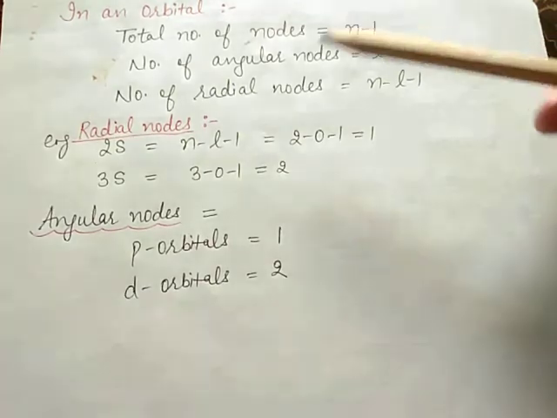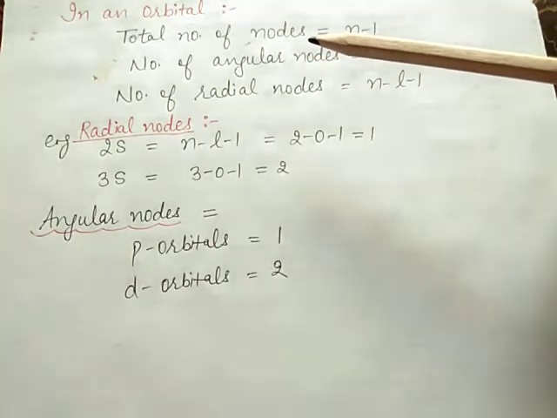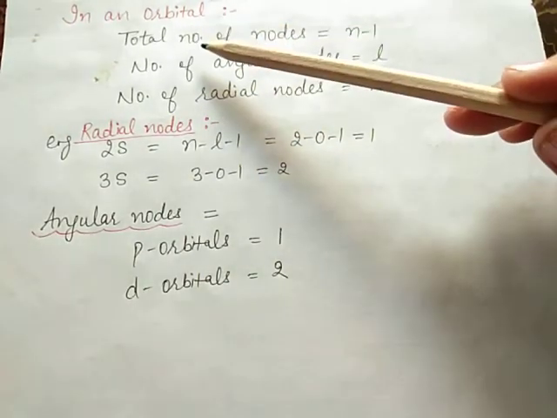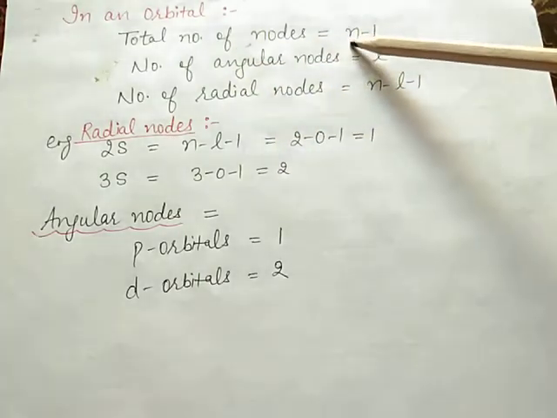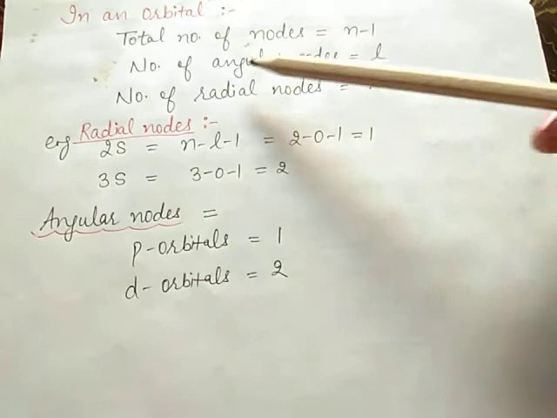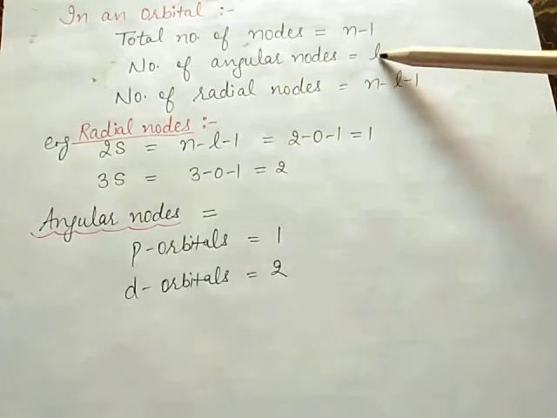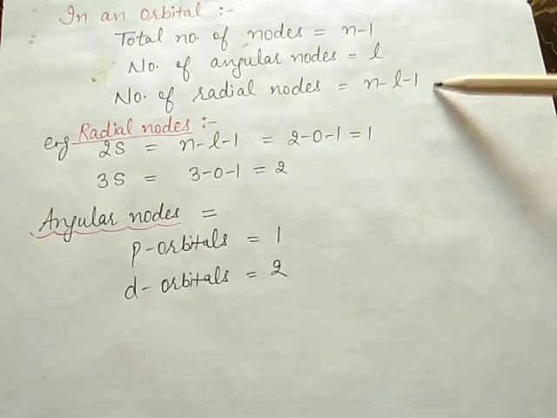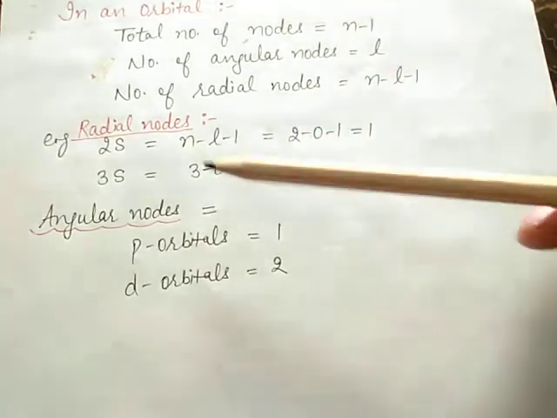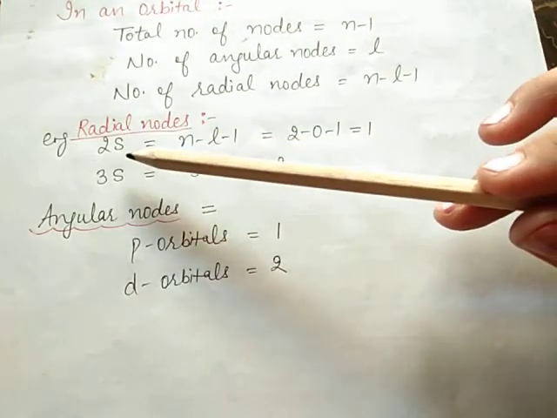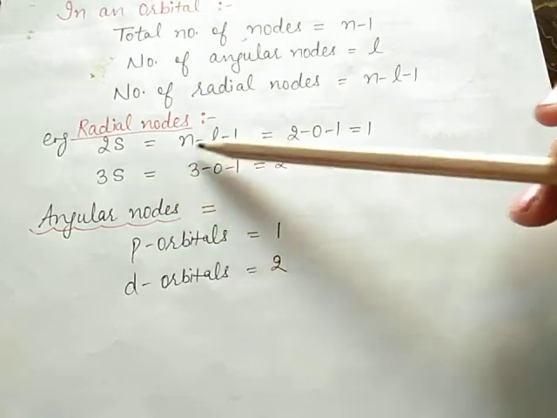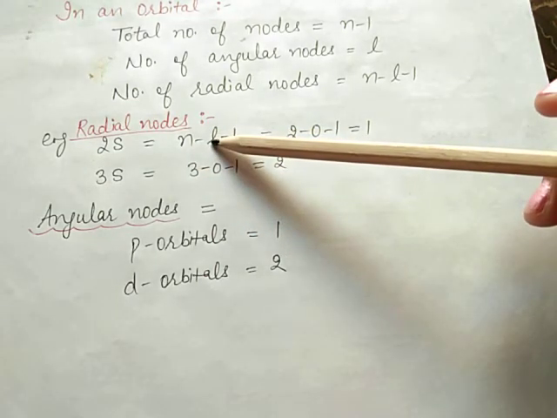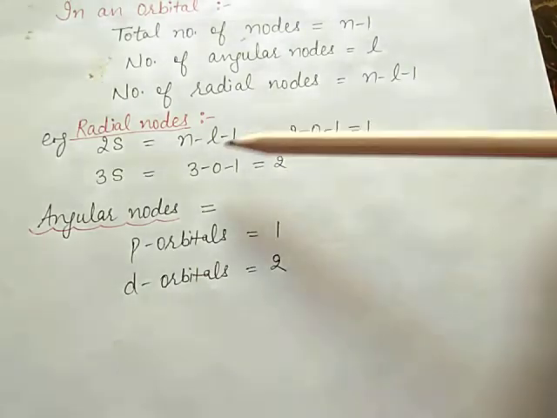Now the next important formulas related to calculating the nodes. In an orbital, how to calculate the total number of nodes? That is equal to n minus 1. Number of angular nodes is equal to l. Number of radial nodes is equal to n minus l minus 1. Suppose how to calculate the radial nodes in 2s orbital, that is n minus l minus 1. n is the principal quantum number, l is the azimuthal quantum number. After putting this value, we can easily calculate.